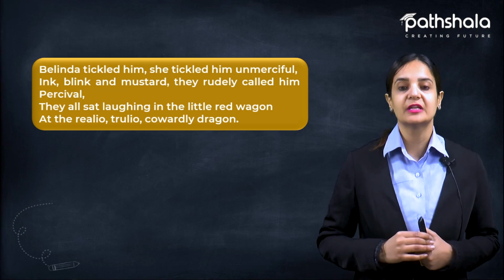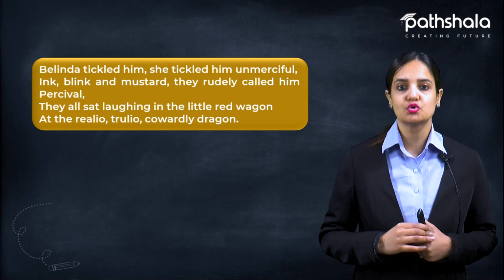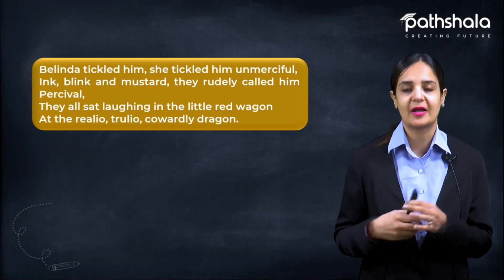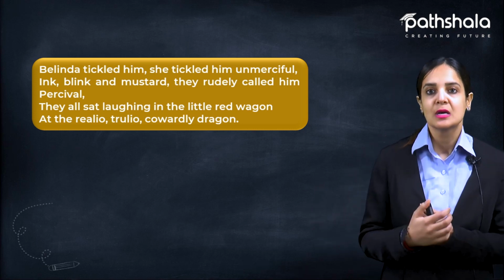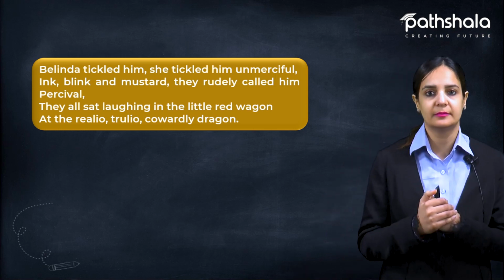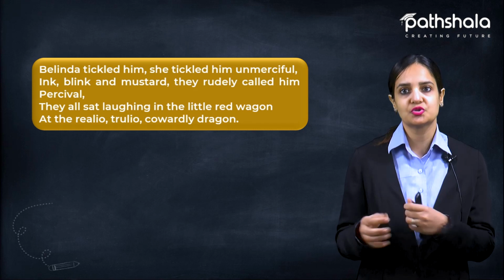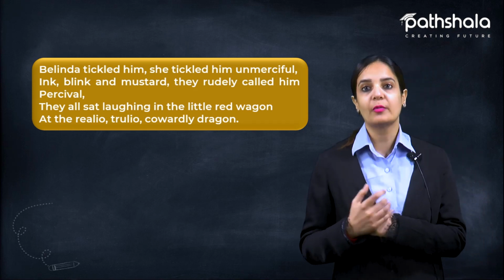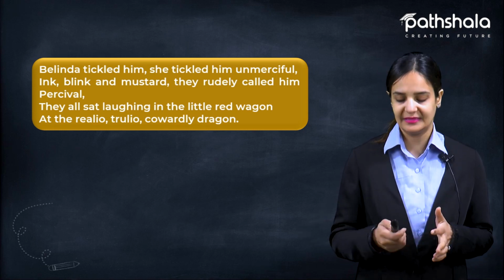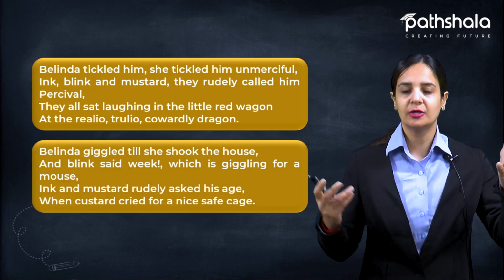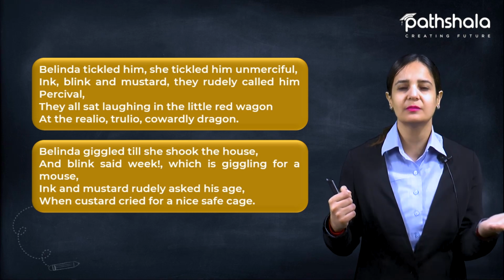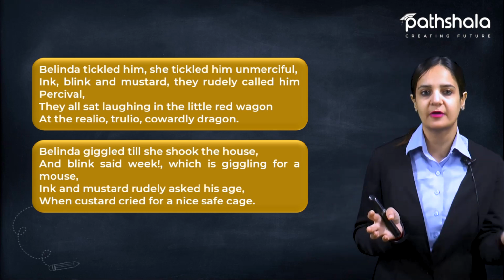They all sat laughing in a little red wagon at the Relio Trulio cowardly dragon. So what they used to do, they all used to sit together in a red wagon. A wagon is basically a trolley sort of structure, a trolley where you can sit, and all the pets were sitting in it, and Belinda used to take them for a walk or wherever. So all the pets used to sit in a red wagon, and they all used to laugh at the cowardly dragon, how he is so huge, such a huge structure. Physically he is so strongly built, and still he is such a coward. So all the pets and Belinda used to make fun of him.